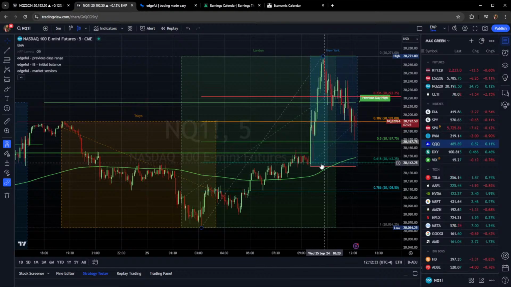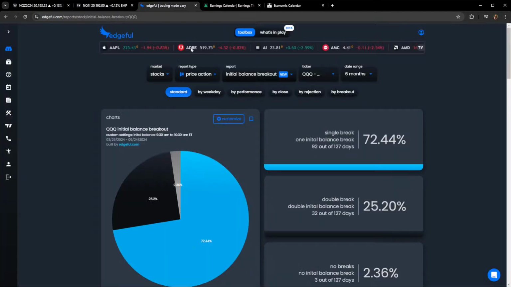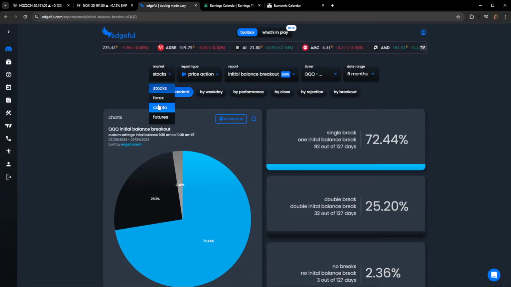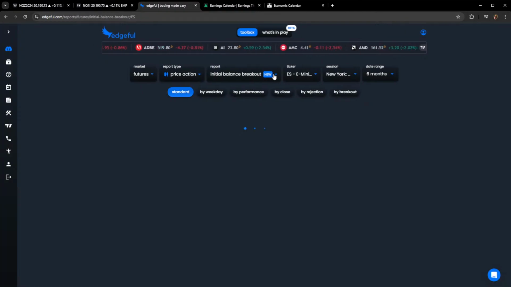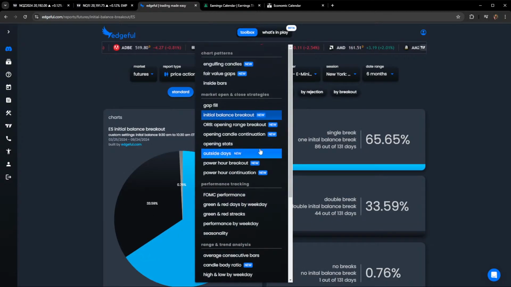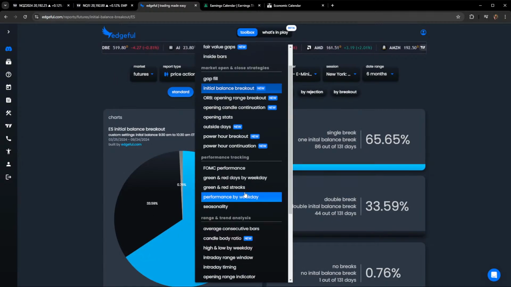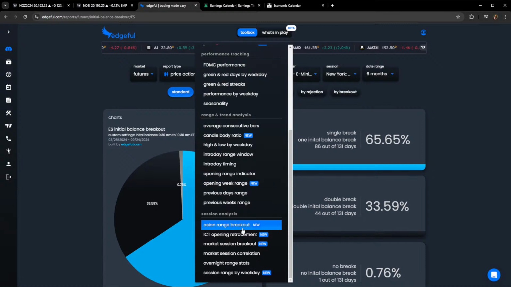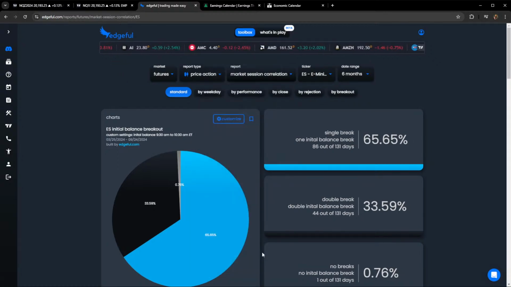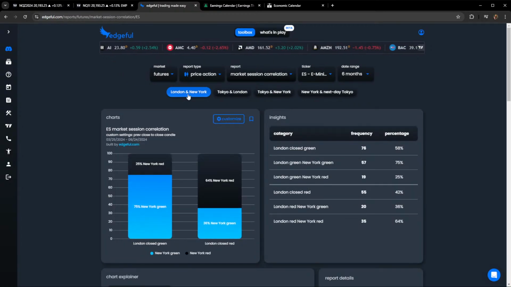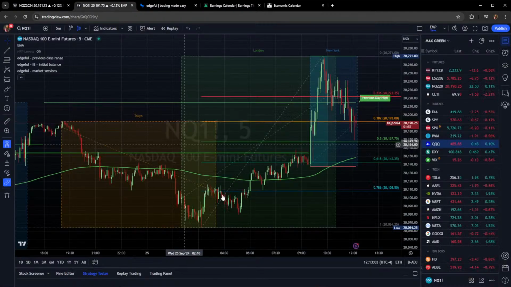Honestly, I don't think we break this at all today. If we get down here, I almost want to flip long. And let me show you the report that I'm talking about. I've shown this one before on other streams. There it is. So look at London and New York. If London closes green, 75% of the time New York is going to have a green close.